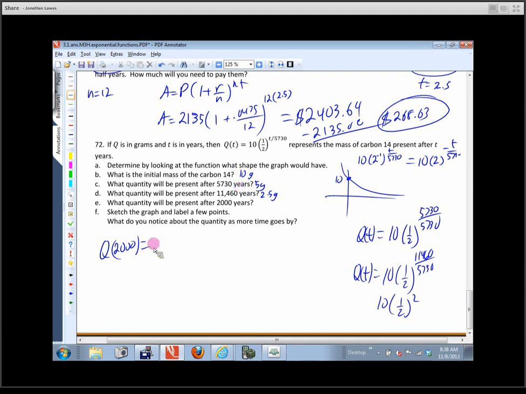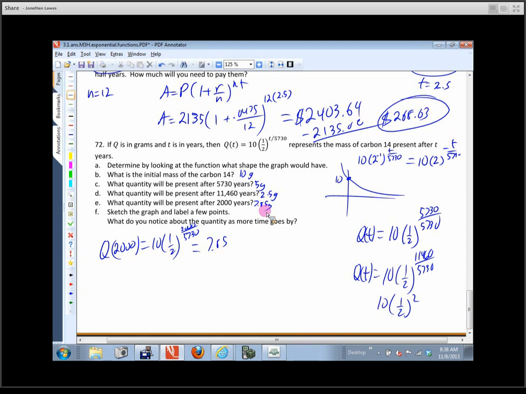So if I go ahead and plug that in, we've got 10, we've got 1 half. This is going to be 2,000 divided by 5,730. You type that into your calculator, what do you get? What is it? 7.85. So 7.85 grams.